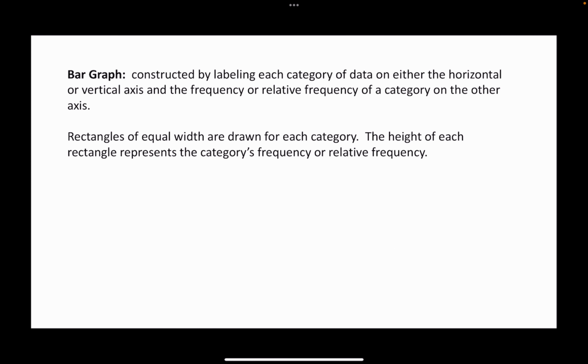With a bar graph, what we do is we label each category. Usually we label them on the horizontal axis, though sometimes we like them sideways. And then the other axis will be the frequency or relative frequency. Make sure that you're putting the word frequency there. We make rectangles of equal width, we draw them for each category, and then the height represents either the frequency or the relative frequency. I will show you what that looks like with the M&Ms in a second.